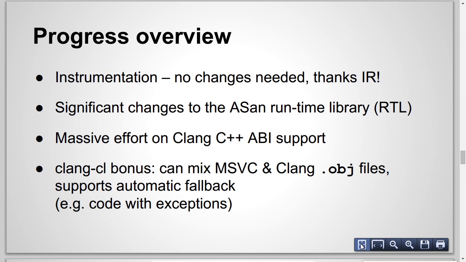So let me briefly describe the progress. Good news is that since the instrumentation was done at IR level, there were no significant changes required to the instrumentation module. We had to significantly change the runtime library because it was originally very POSIX specific, and the Win32 API is significantly different from POSIX, as most of you probably know. And we spent a huge amount of time on the C++ ABI on Windows. Even now we cannot compile every single translation unit of Chromium, so we had to get to some compatibility bar so we could build some translation units with Visual Studio and link them together with address sanitizer instrumented code.